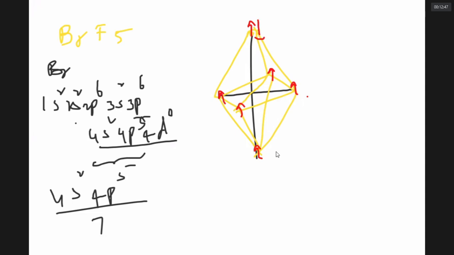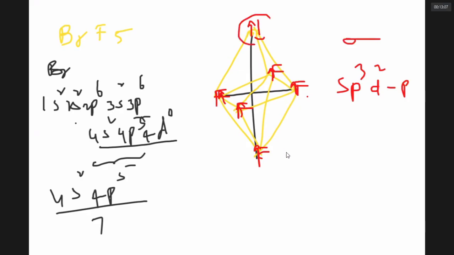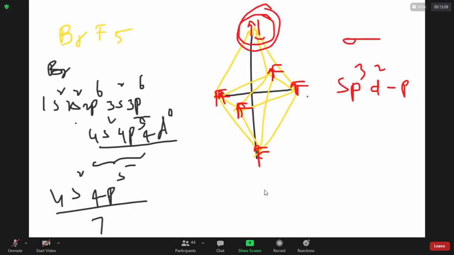Now, the other orbitals are making bonds. Here the Br is combined with F, F, F, F, F, due to sp3d2-p overlap. It is called sigma sp3d2-p bond. Now, the lone pair will not contribute anything to shape. So you should forget about it. What is the shape of the molecule, sir? Square pyramid. It is looking like this.